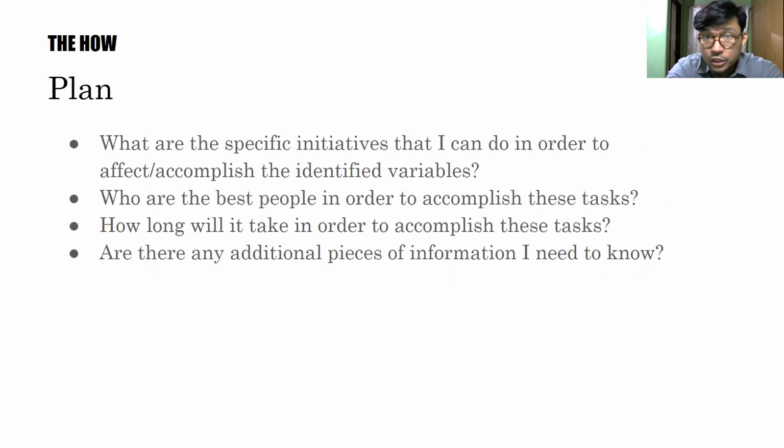Okay, so now moving on to the how. We discussed the what part, or identifying what objectives I should have. Next is the how. So how are we going to achieve these objectives? Next is, what are the specific initiatives that I can do in order to accomplish the identified variable? What are the direct tasks I can do? Next, who are the best people in order to accomplish these tasks?